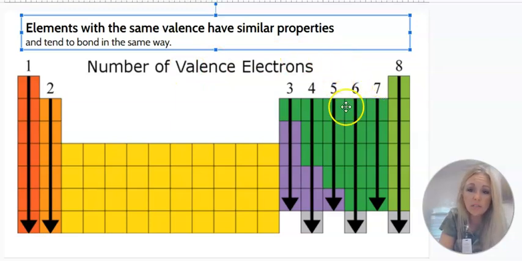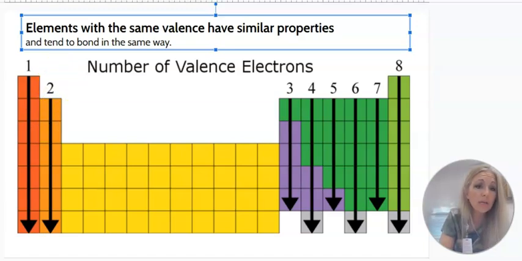It's important to understand that valence determines bonding characteristics. It also determines other chemical properties. So everything in group 17, my halogens, they all have similar properties. They bond with similar atoms in the same way. And the same thing is true for group 2. All of my alkaline earth metals are going to have similar properties and bond in similar ways with similar elements.